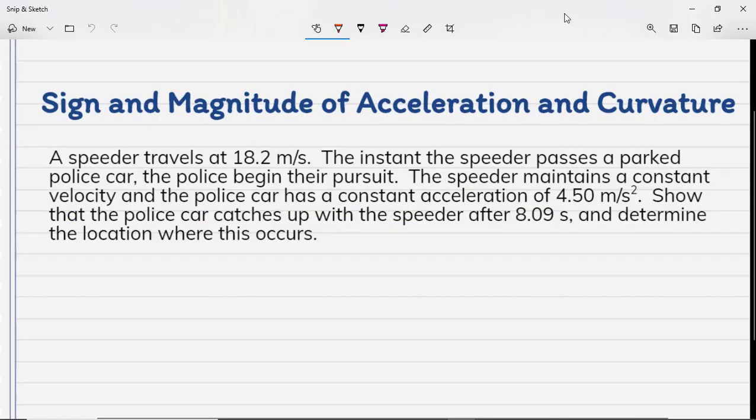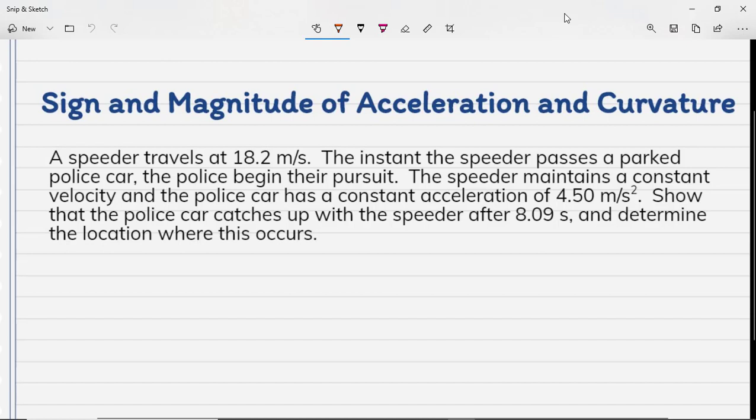A speeder travels at 18.2 meters per second. The instant the speeder passes a parked police car, the police begin their pursuit. The speeder maintains a constant velocity, and the police car has a constant acceleration of 4.50 meters per second squared. Show that the police car catches up with the speeder after 8.09 seconds and determine the location where this occurs.